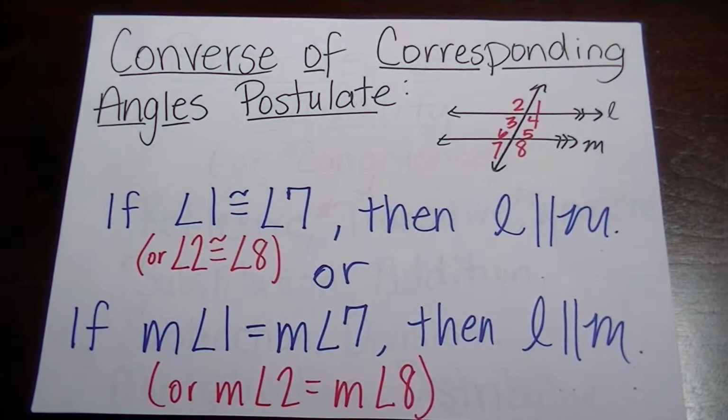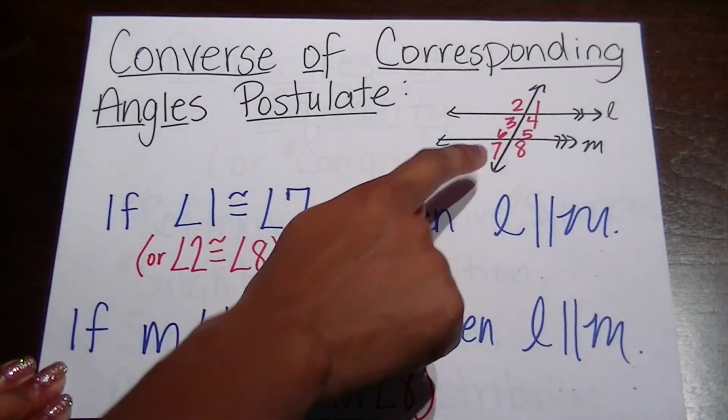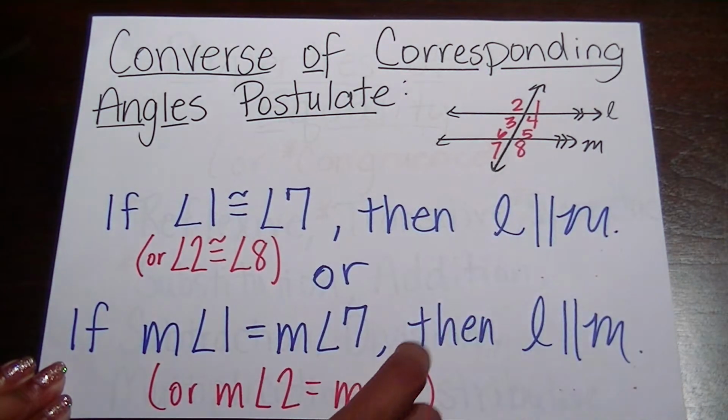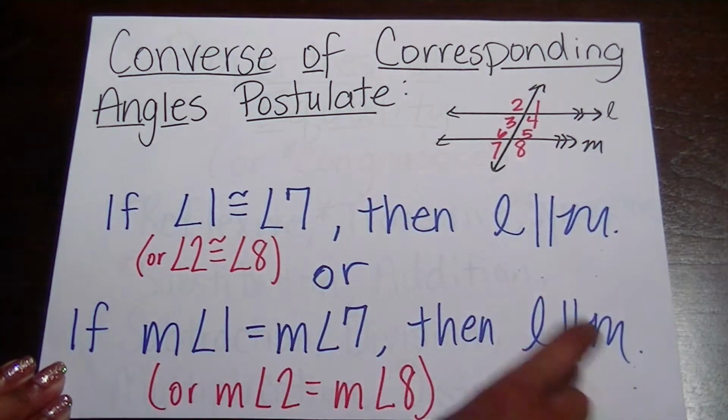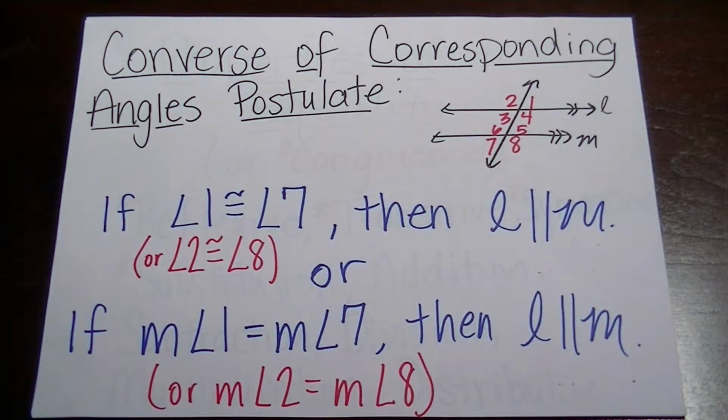Converse of the corresponding angles postulate. If angle 1 is congruent to angle 7, or angle 2 is congruent to angle 8, then line L is parallel to line M. Or, if the measure of angle 1 is equal to the measure of angle 7, or the measure of angle 2 is equal to the measure of angle 8, then line L is parallel to line M.